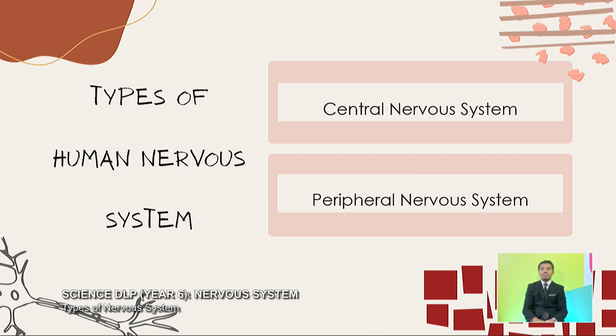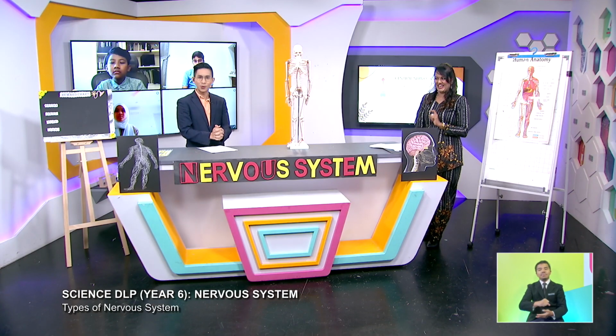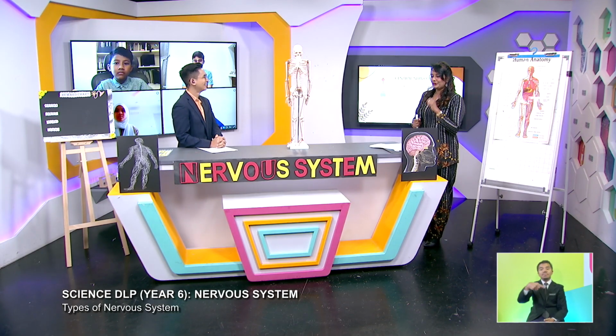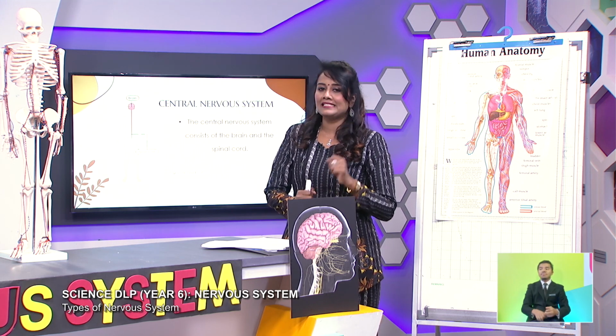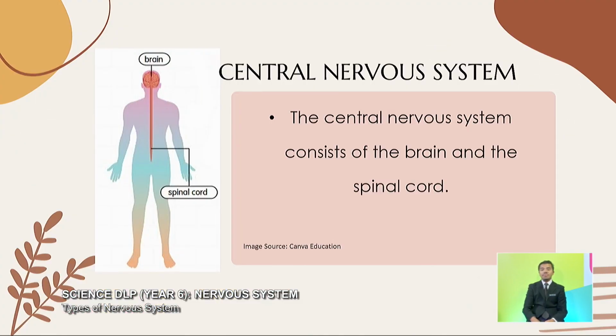Have you learned this before? Yes, teacher, of course. I was once in Year 6 too. Now I'm going to talk about the central nervous system. The central nervous system consists of the brain and the spinal cord. If you see, there's a brain on top and the spinal cord at the back there, right? In our body.